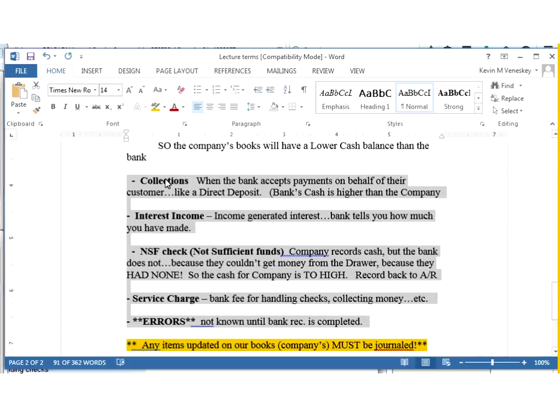So some things that come in: collections. We got money coming in that was usually like a direct deposit. We didn't know that it came in.